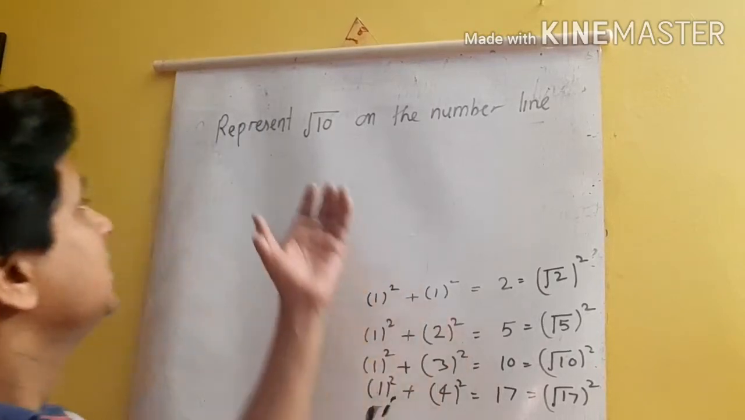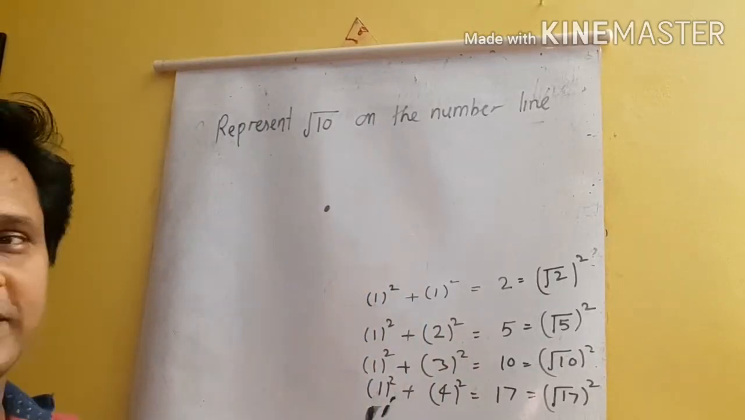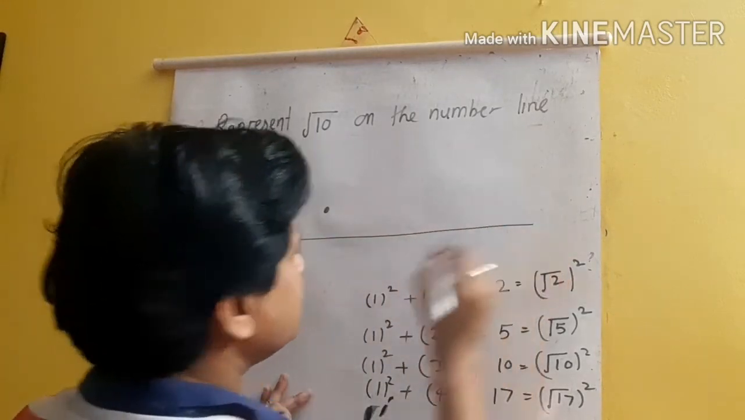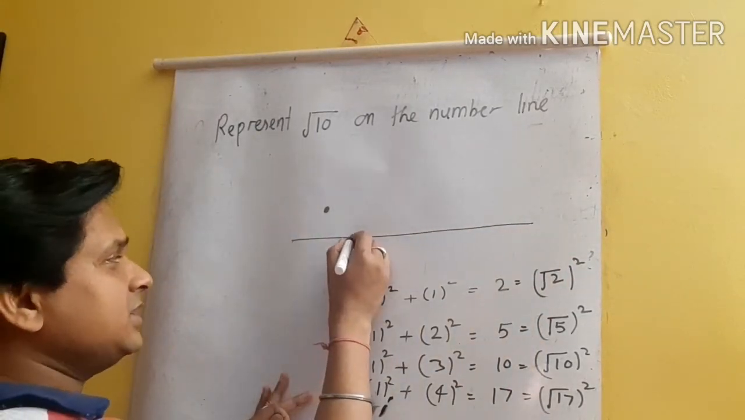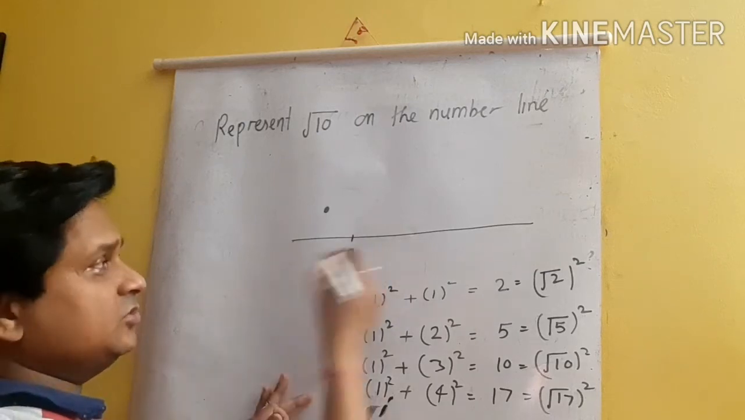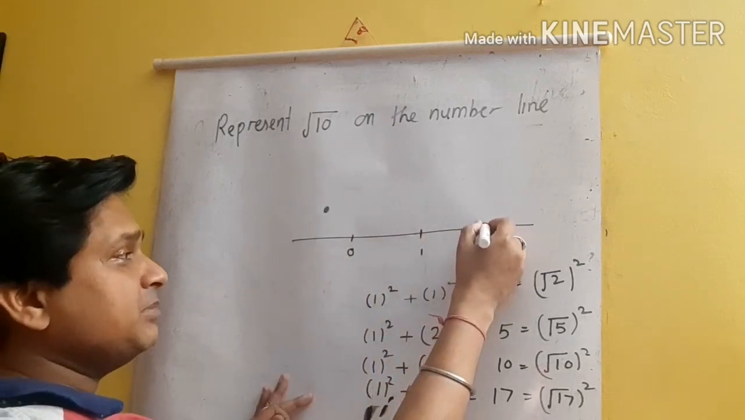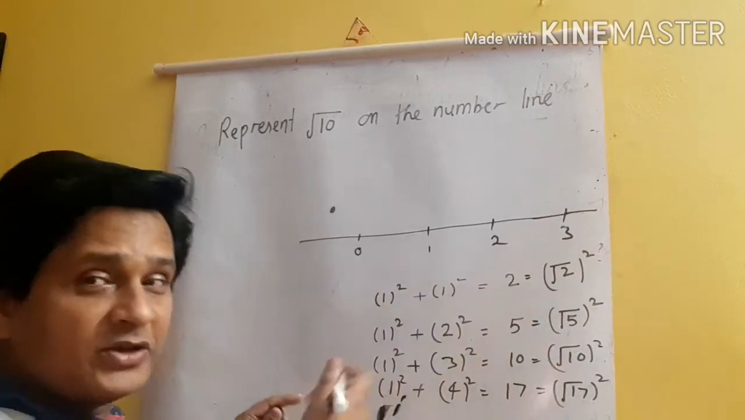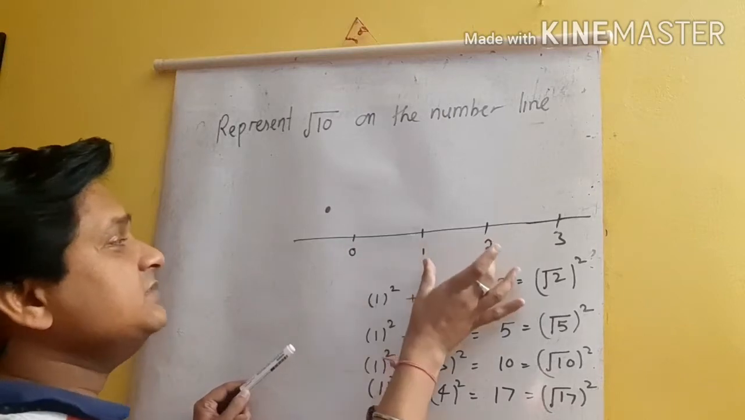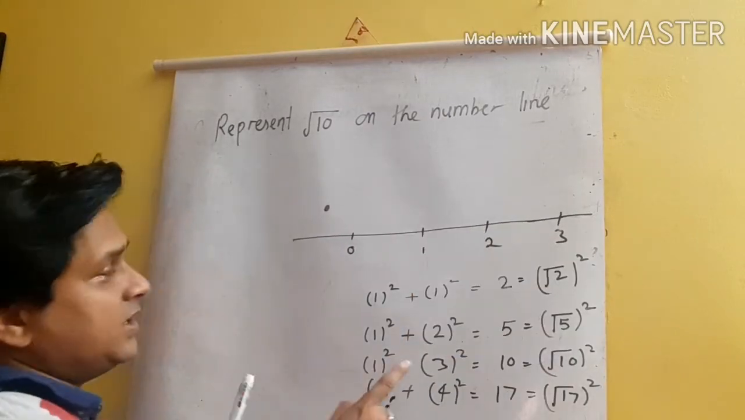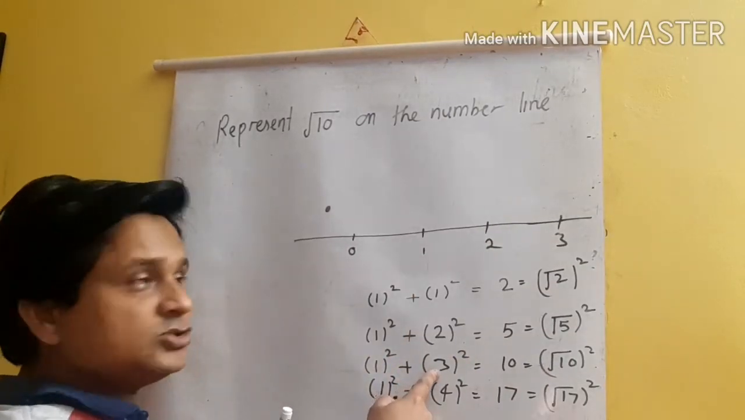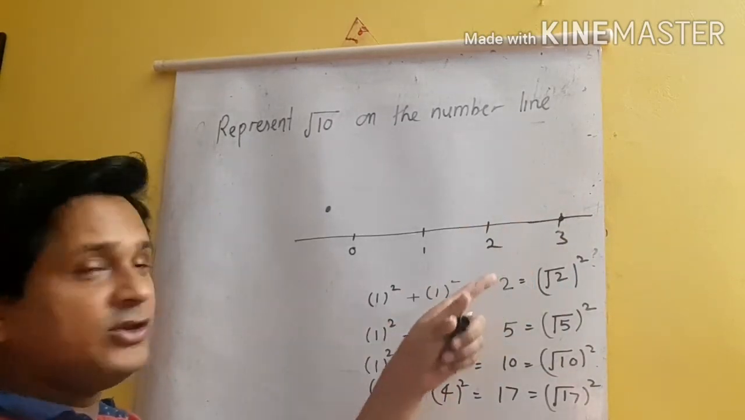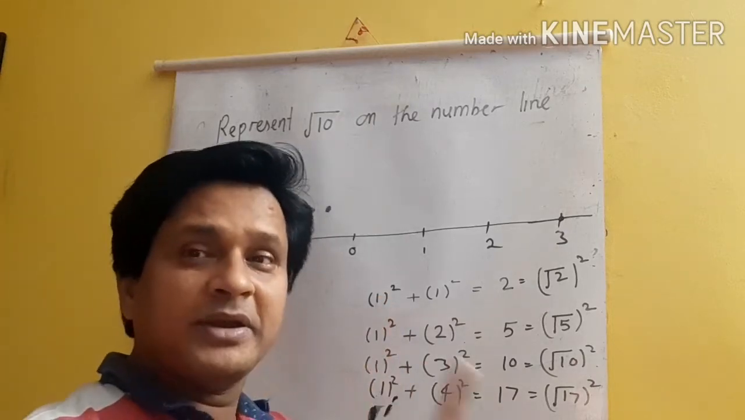Now let's see how to represent root 10 on the number line. Again you will do the same thing. You will draw a line, and you will write numbers. Suppose this is 0 at equal distance. Again I am saying it must be at equal distance, but you will consider it as 1 unit. This is 1 unit, this is 1 unit, this is 1 unit. Now here the base is 3. So you will mark at 3, suppose this point. At 3 you will draw a perpendicular line.